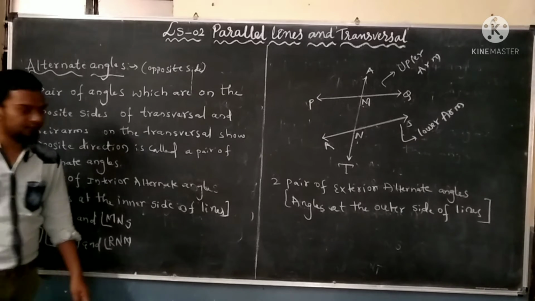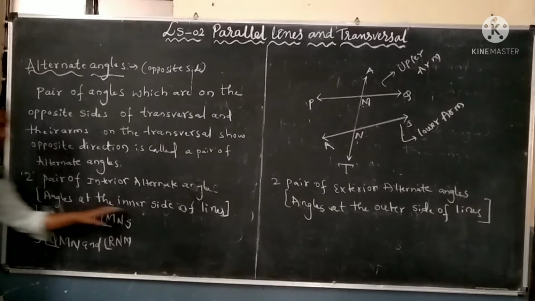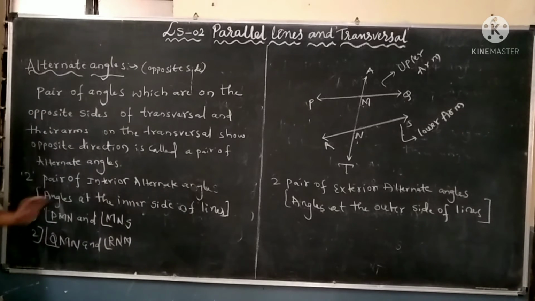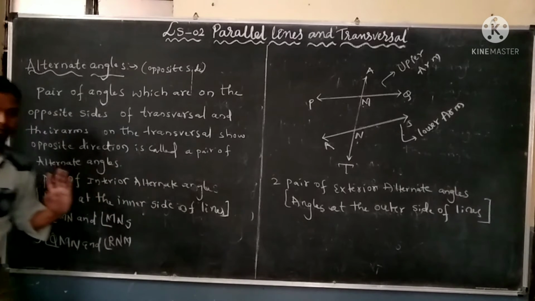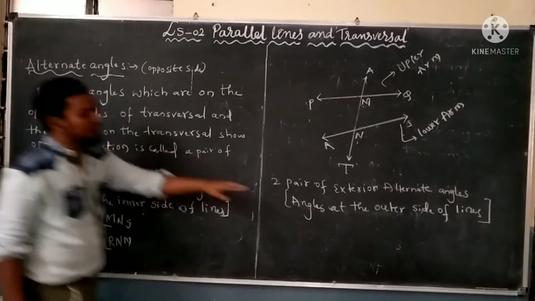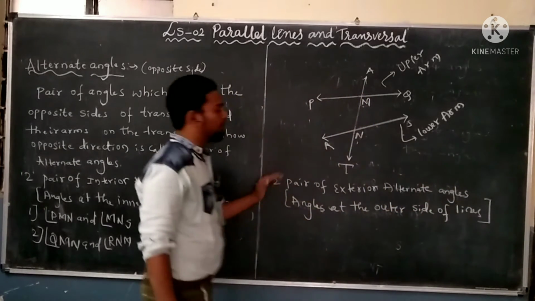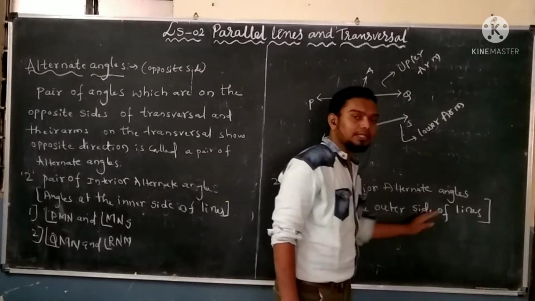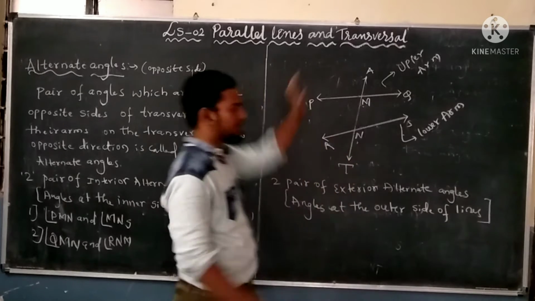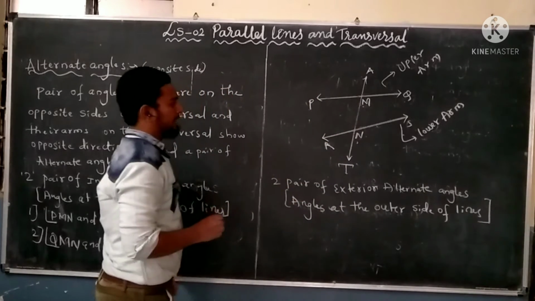Next, 2 pairs of exterior angles. These are angles at the inner side of the lines. And next are the 2 pairs of exterior alternate angles. The 2 pairs of exterior angles are angles at the outer sides of these 2 lines.